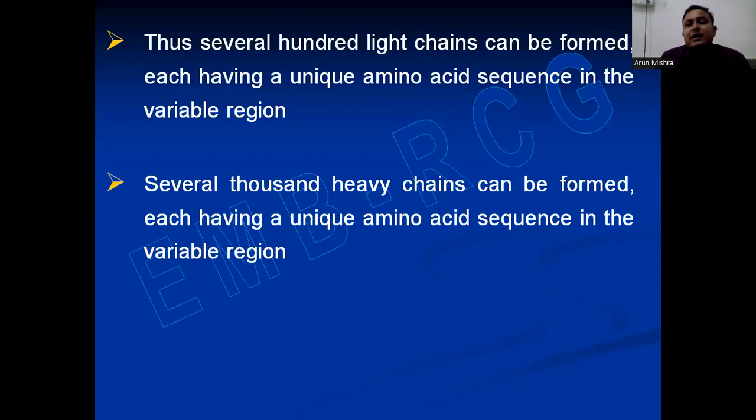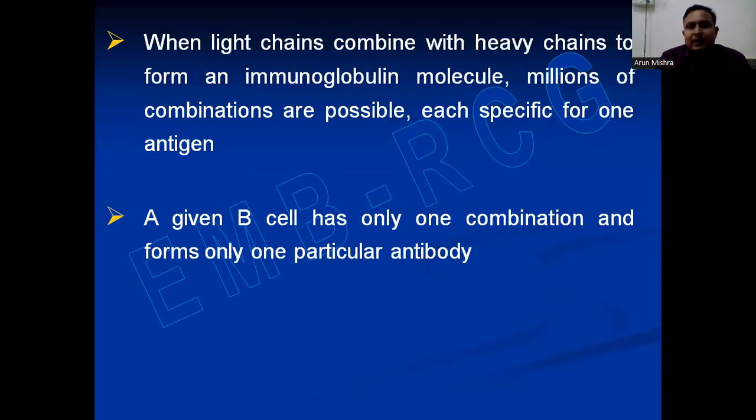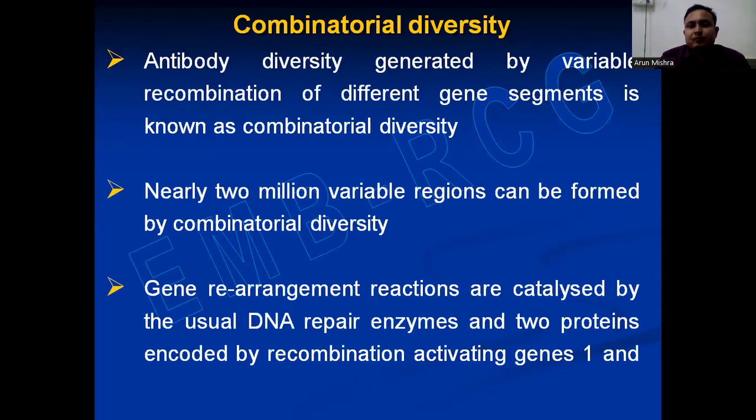Thus, several hundred light chains can be formed, each having a unique amino acid sequence in the variable region, and several thousand heavy chains can be formed, each having a unique amino acid sequence in the variable region. When a light chain combines with a heavy chain to form an immunoglobulin molecule, millions of combinations are possible, each specific for one antigen. A given B cell has only one combination and forms only one particular antibody.